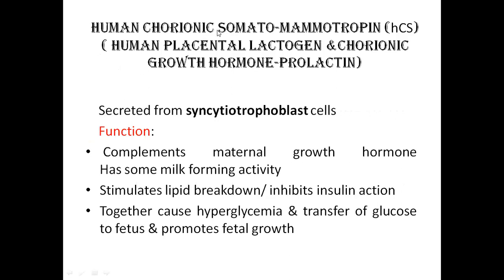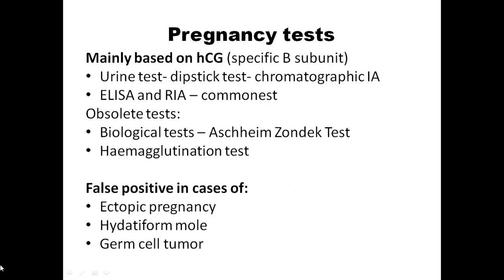Then human chorionic somatomammotrophin, HCS. This hormone is now said to include the placental lactogen, the chorionic growth hormone, and the prolactin. All encompassed together is the human chorionic somatomammotrophin. This is also secreted from syncytial trophoblasts, so it helps in growth and development, as well as some milk forming activity, breaks down the lipids. It inhibits the insulin action so that there is hyperglycemia and glucose can be transferred to the fetus.